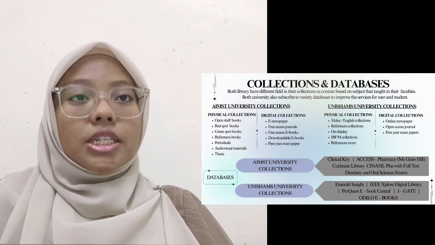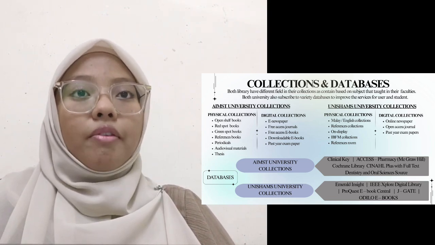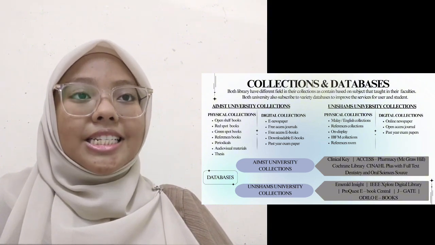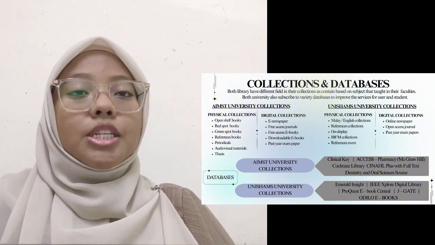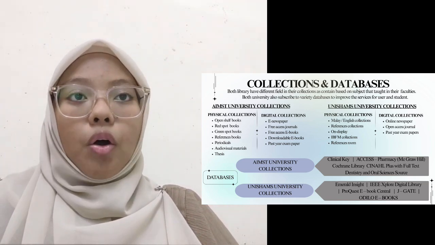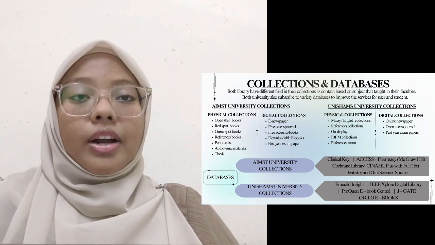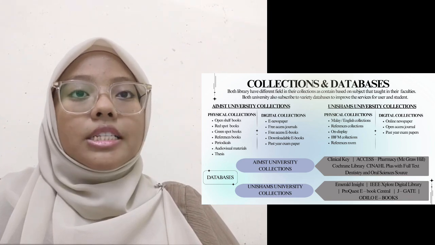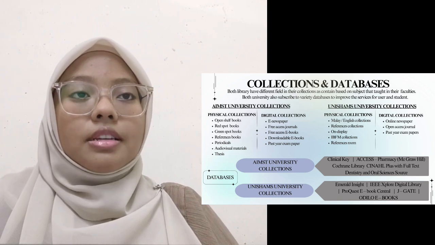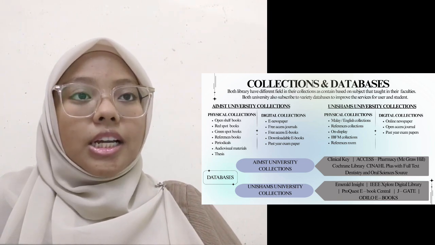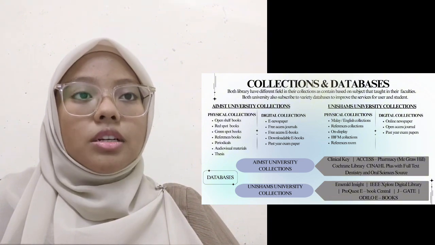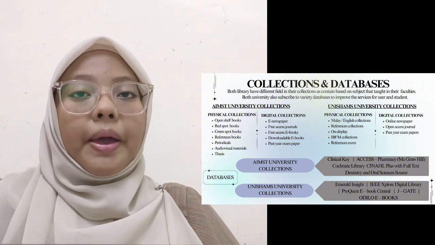Same goes for Unisham University. They also have a physical collection and a digital collection. For the physical collection, they have Malay and English collections, reference collections, on display collections, IBFM collections, and a reference room. For digital collections, they have online newspapers, open access journals, and past year exam papers.